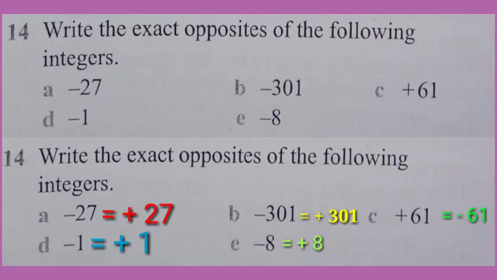Question number 14. Write the exact opposite of the following integers. (a) minus 27. The opposite value of minus 27 is plus 27. (b) minus 301. The opposite value of minus 301 is plus 301. (c) plus 61. The opposite value of plus 61 is minus 61. (d) minus 1. The opposite value of minus 1 is plus 1. (e) minus 8. The opposite value of minus 8 is plus 8.